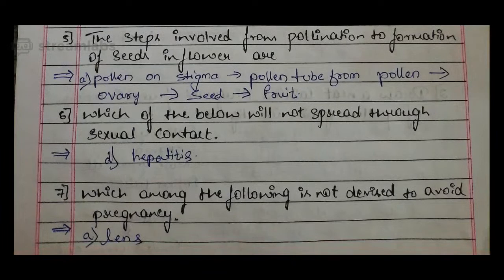Which among the following is not advised to avoid pregnancy? Lens, condoms, copper-T, loop. Among the 4, lens is the odd one, and that should be removed.